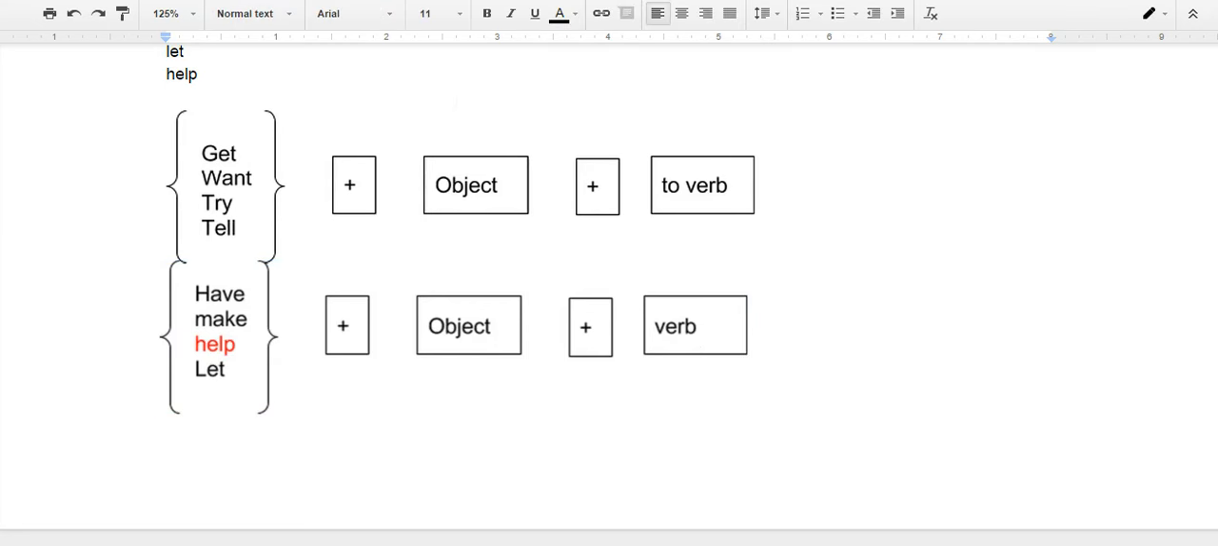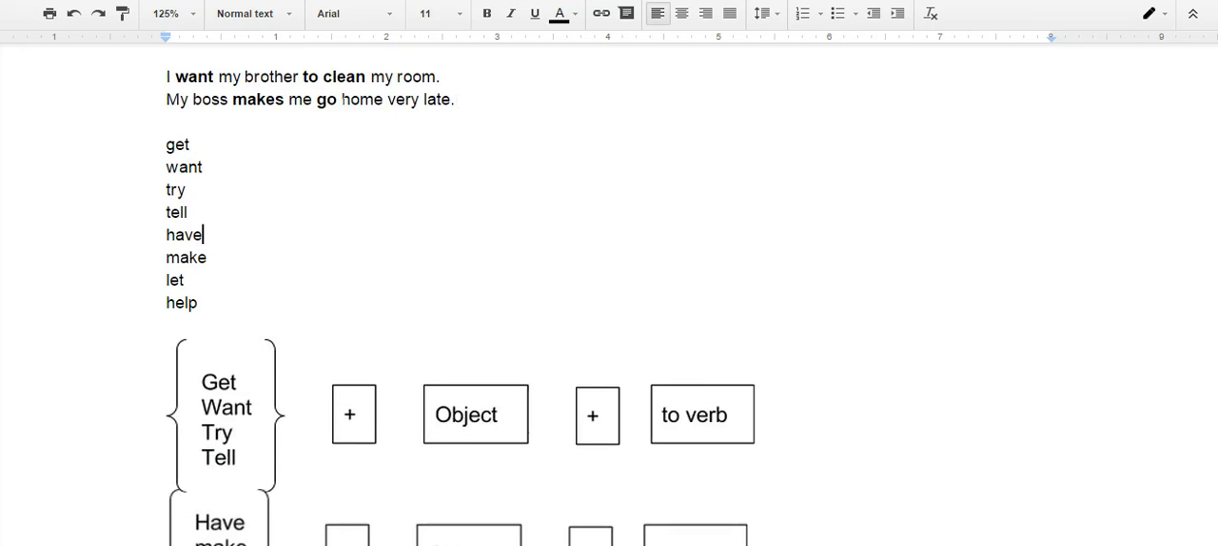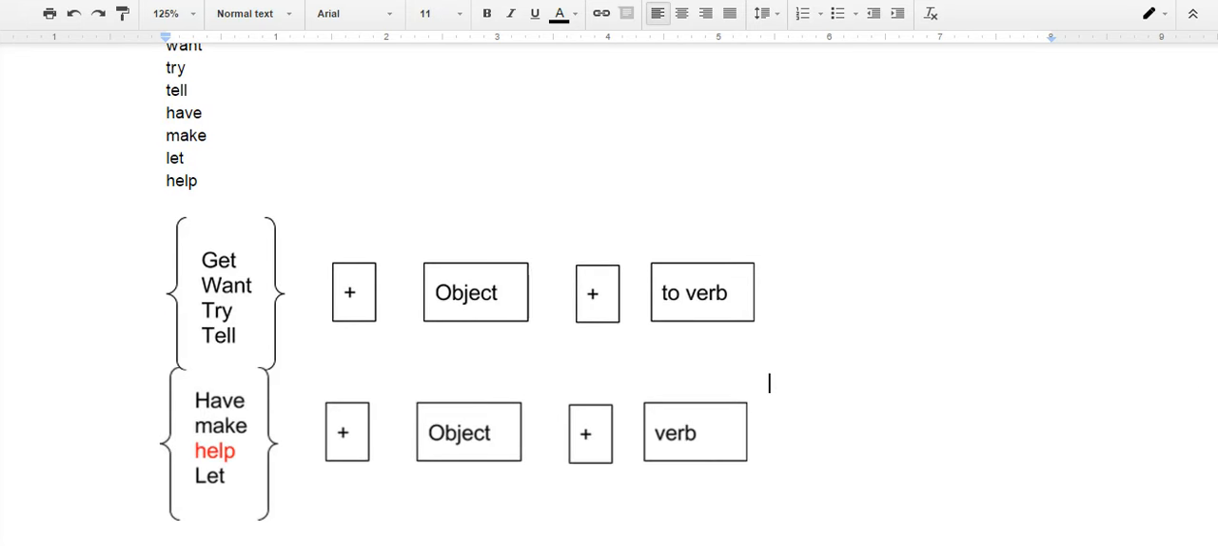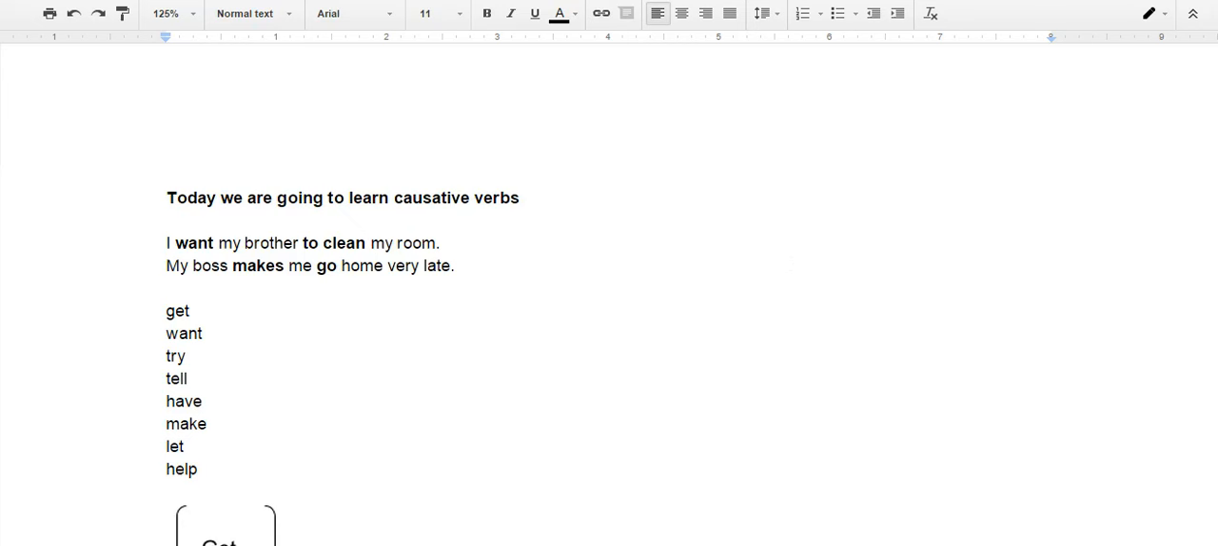So in the example, a lot of you are going to identify yourselves. It says, my boss makes me go home very late. My boss is a very bad boss. So my boss makes me go, not to go, makes me go home very, very late, okay?